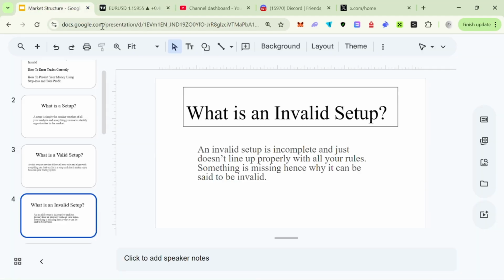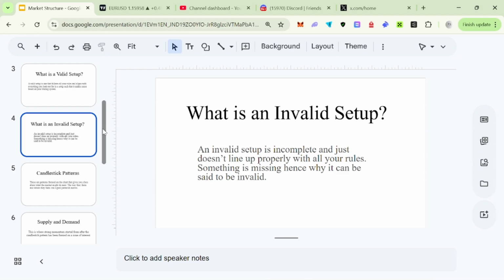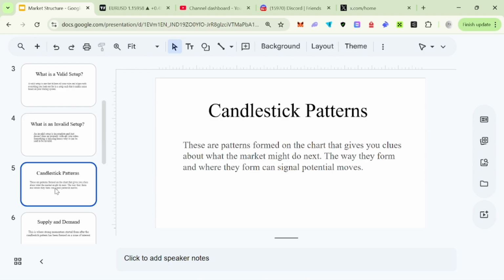Now, once your setup is valid, the next question is, how do you actually get into the trade? So you have a valid setup now. What next? How do you get into a trade? Now, this is where your entry comes in. And one of the most common tools traders use is candlestick patterns.